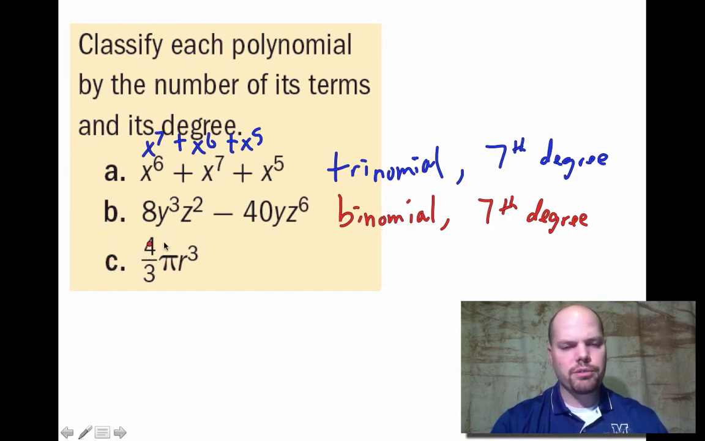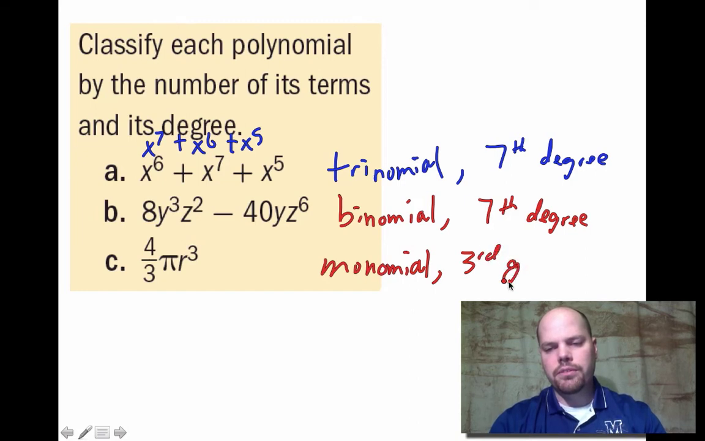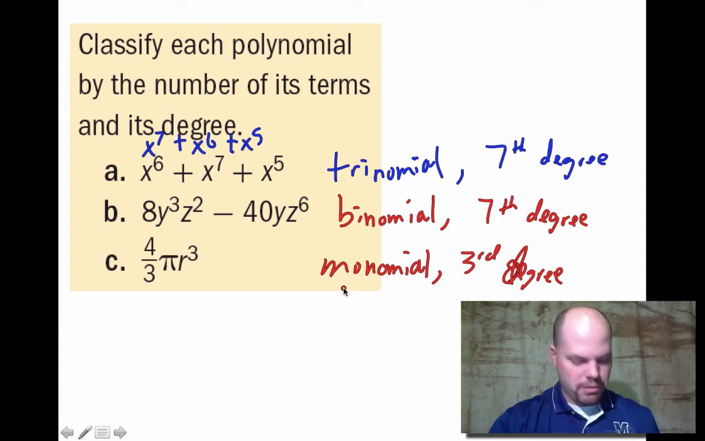Okay, and then this last one, there's only 1 term. It's the product. There's no addition or subtraction. So that is a monomial, 1 term. And there's only 1 variable because pi is not a variable, it is a number, and it is 3. So it is a 3rd degree. Or you could call it a cubic.